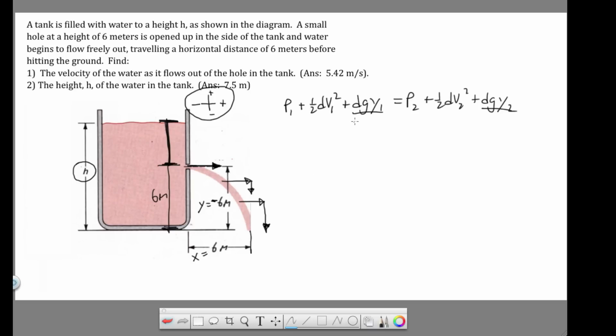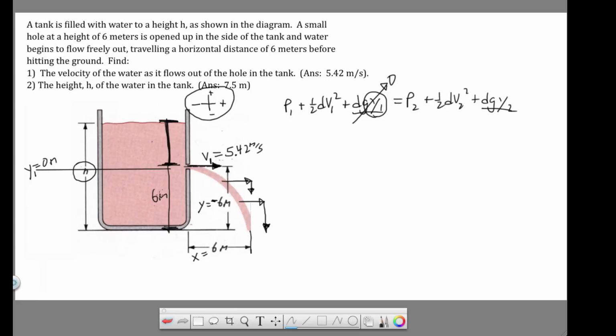So in general, y1 will always be 0. This y1 right here is going to be 0. You just think of it like a 0 point. So what we're going to do is set this level, the level of the hole, as y1. y1 equals 0. Okay, so if this is y1, that means that the velocity of the fluid at this level exiting the hole is going to be v1. v1 corresponds to y1.